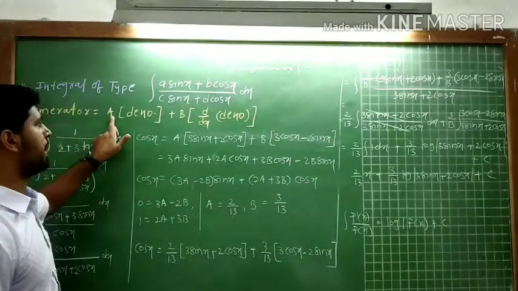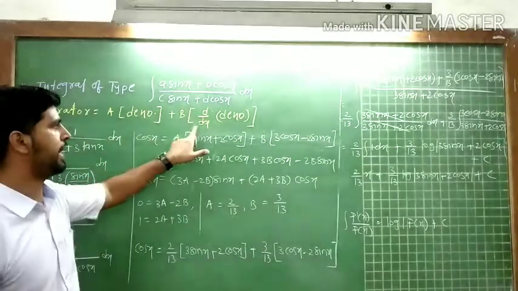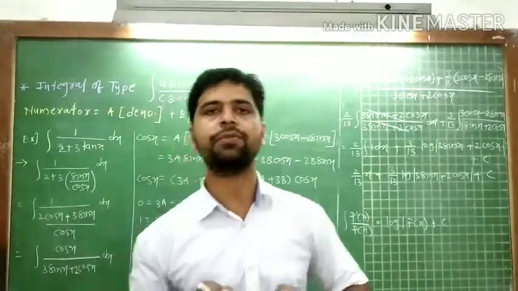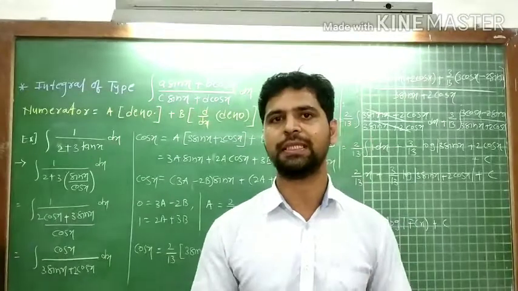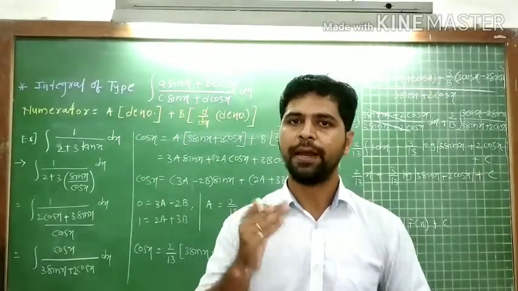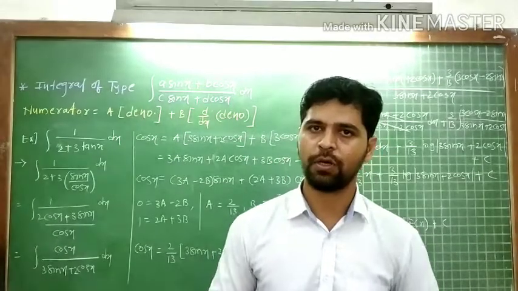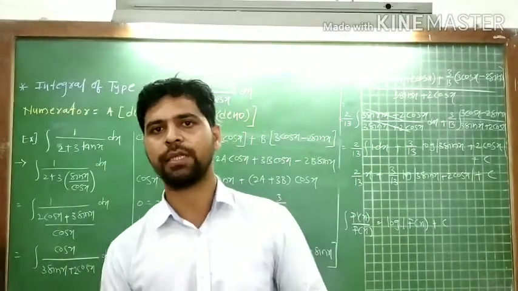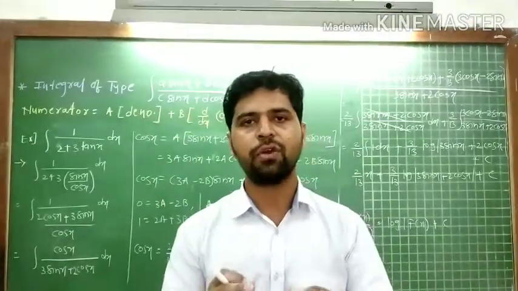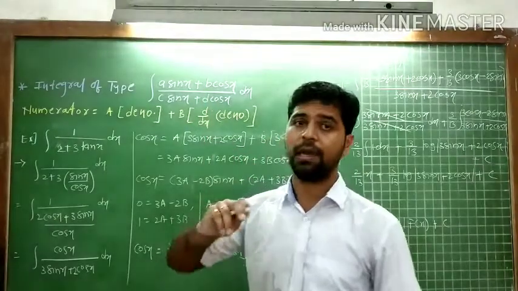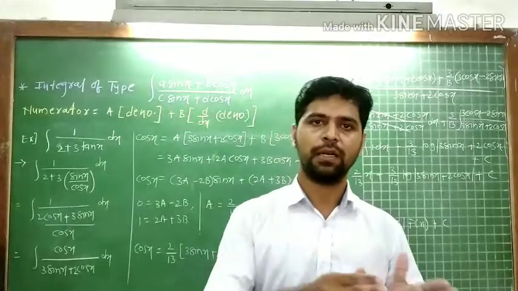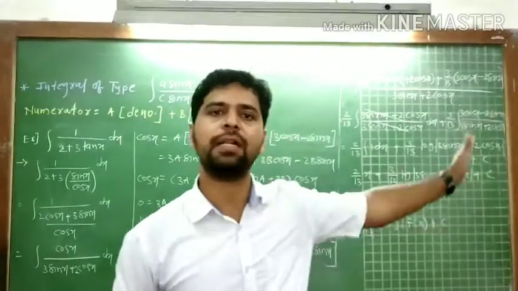In the numerator we have to replace by a into denominator plus b into derivative of denominator. This is how we have to simplify this. It means the numerator we have to replace by two new terms, that is a into denominator plus b into derivative of denominator. And on the basis of that we have seen one example also. Similarly, we will take one more example, but the second example which is given is not exactly in this form. We have to convert the given example into that form, and then proceed further, find the values of a and b, and then integrate this.